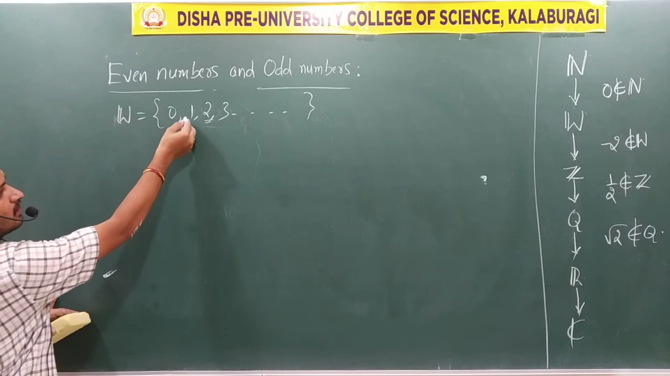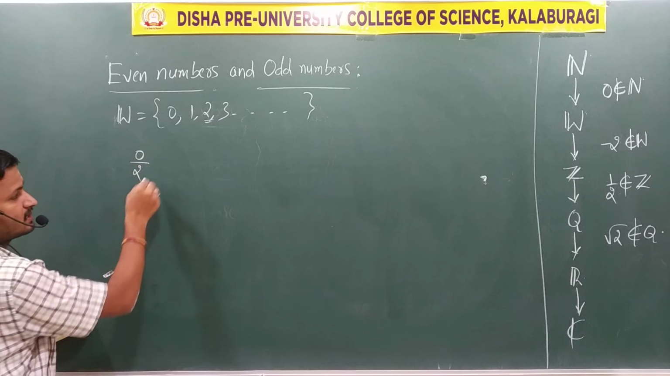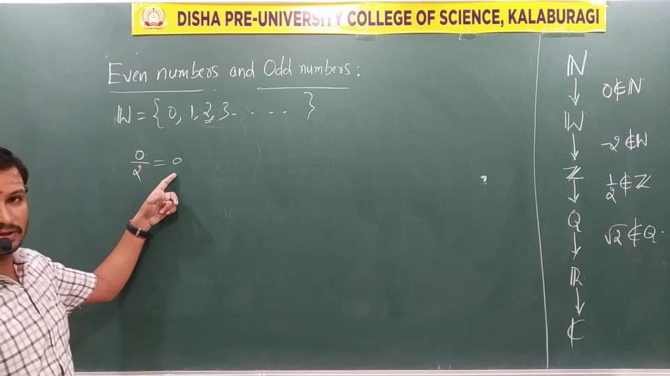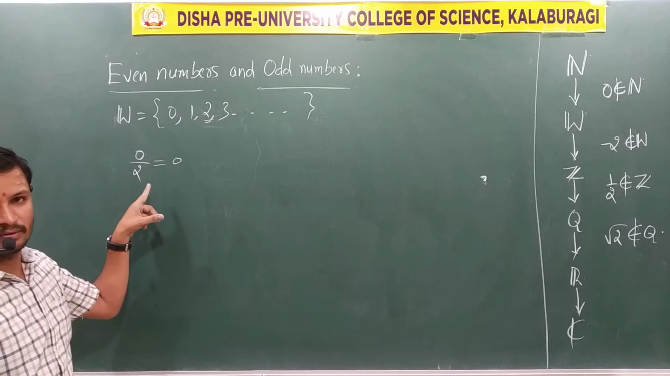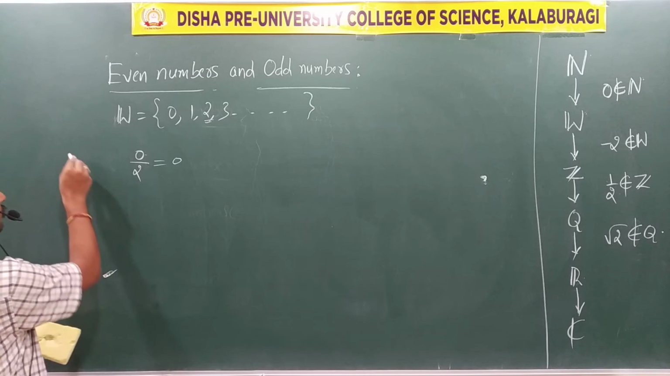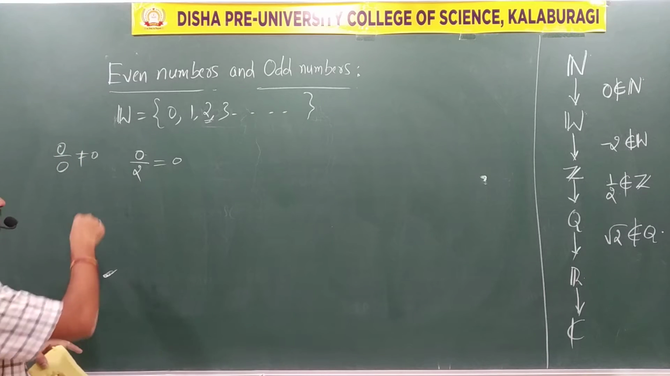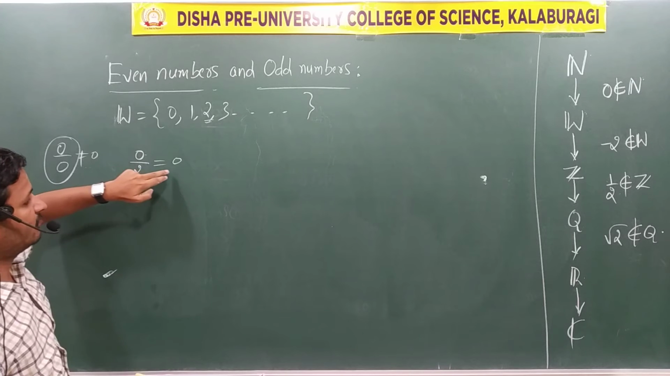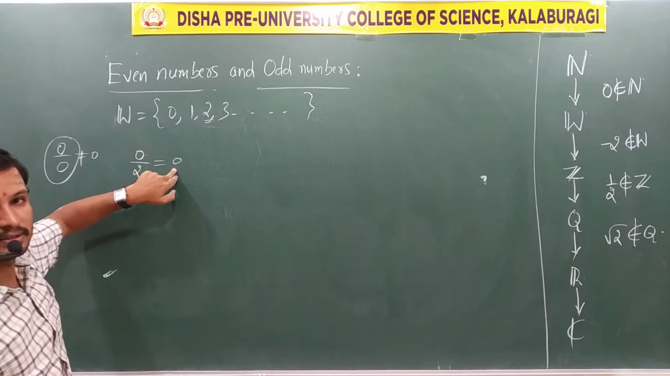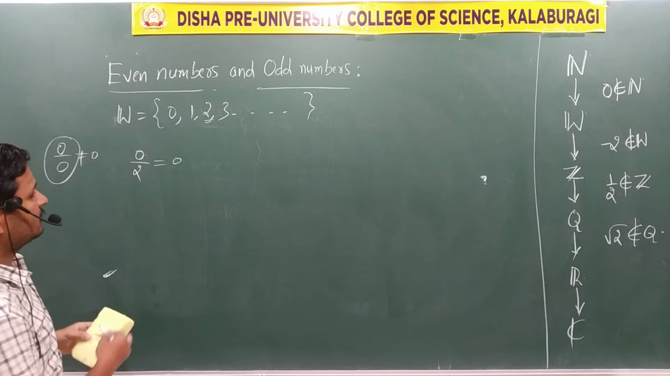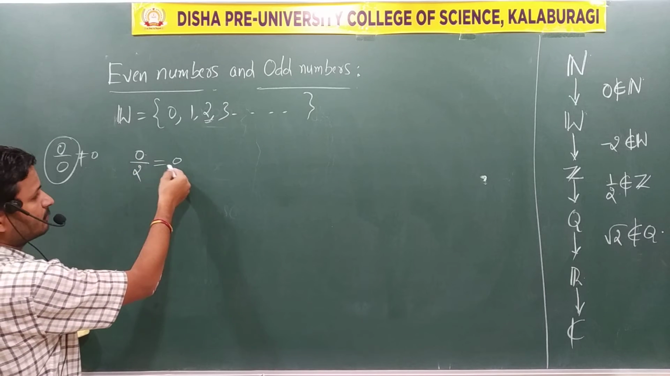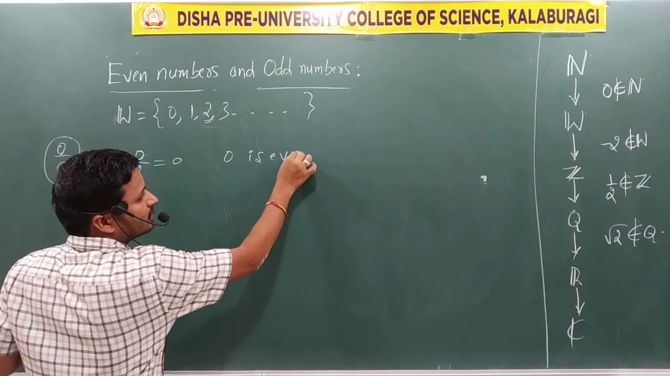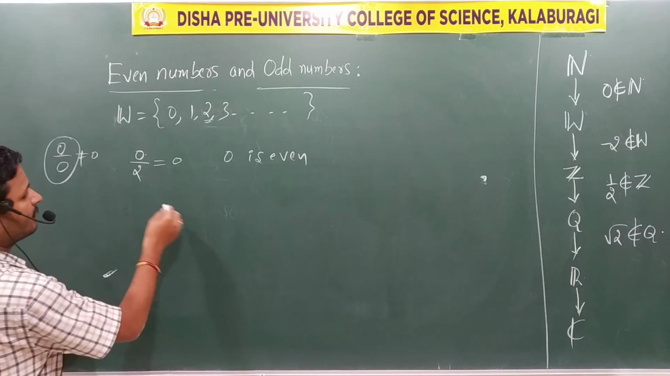So see here, I will take 0. Is 0 divisible by 2? Yes. 0 divided by anything is always 0, provided the denominator is not equal to 0. Because 0 divided by 2 is 0, but 0 by 0 is not equal to 0; this is an indeterminate form. So 0 divided by 2 is 0, which means 0 is divisible by 2. If it is divisible by 2, then definitely 0 is an even number.